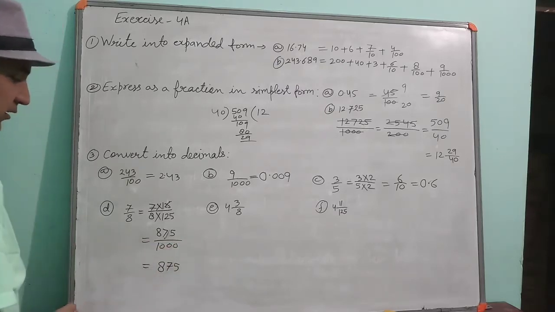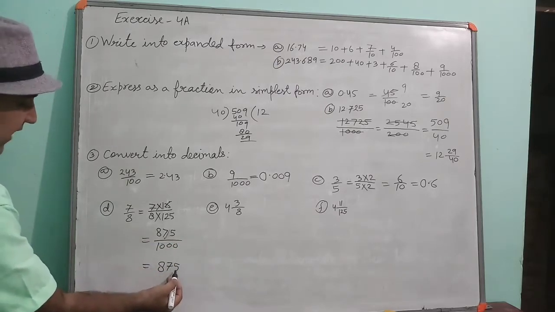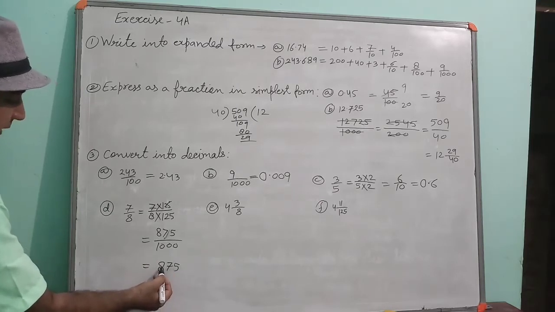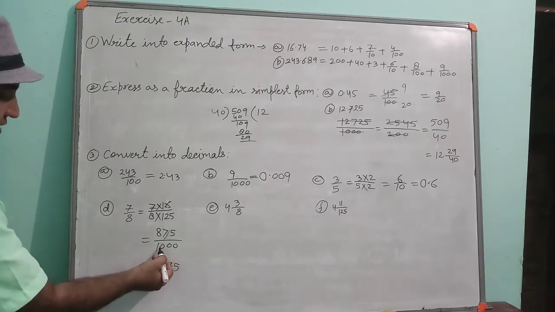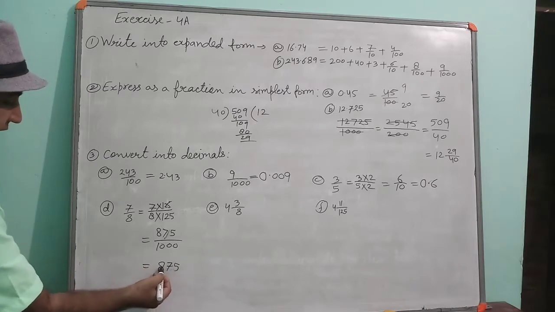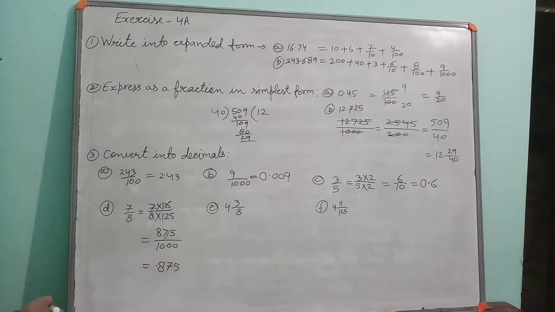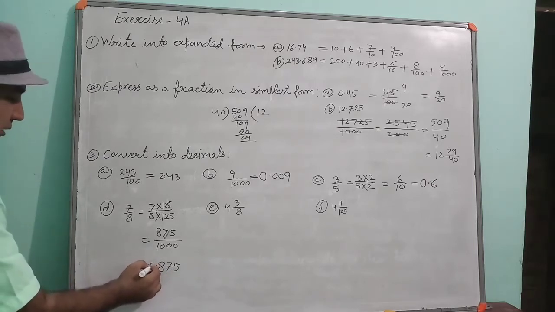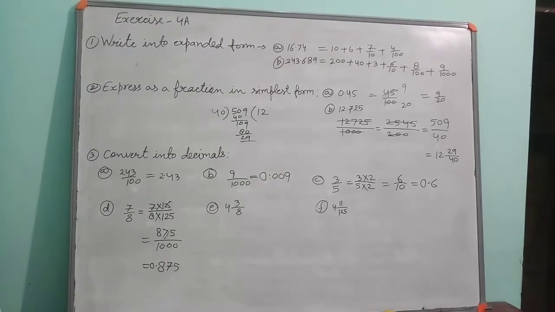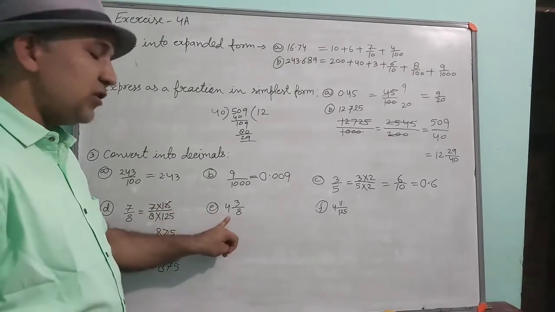Now when 875 is divided by 1000, from the right hand side we will count digits 1, 2, 3. Because in 1000 there are 3 zeros, so from the right hand side after 3 digits we will put the decimal, and before the decimal no number means we will put 0. Same process we will do here.